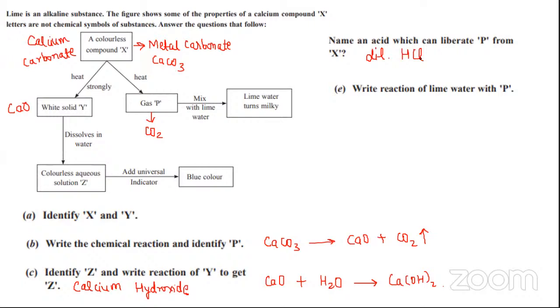Okay. Write the reaction of lime water with P. Lime water is Ca(OH)2. We can write H2SO4 also, no? Yes, we can write H2SO4 also, correct.